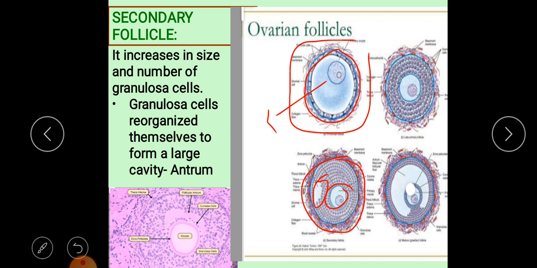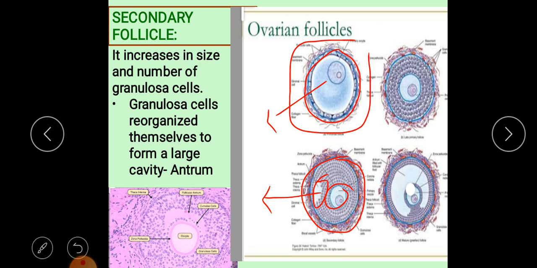So this is the initial period where a small amount of liquor folliculi, that is the follicular fluid, is secreted in the antrum space. This space is known as the antrum space. Okay, so in this phase, a small amount of fluid is secreted, that is the liquor folliculi, and it accumulates in the very small space.